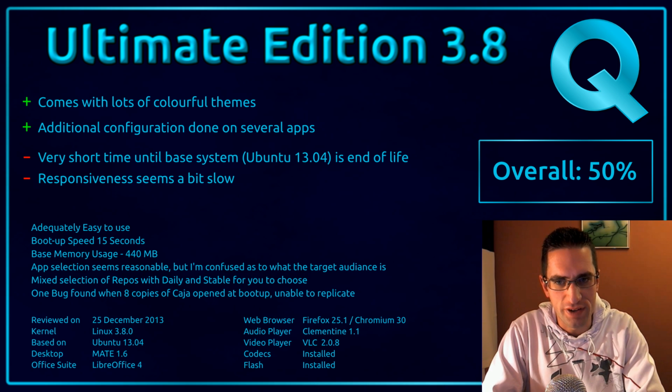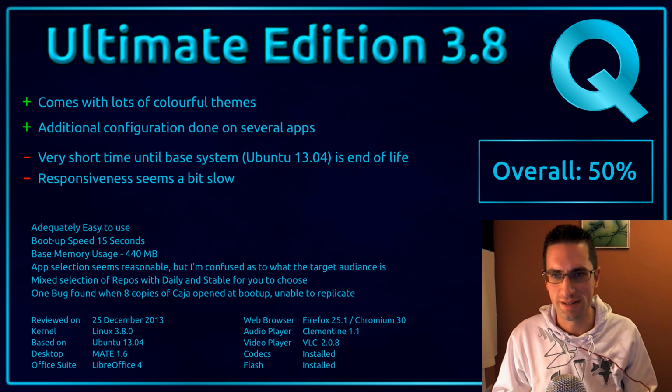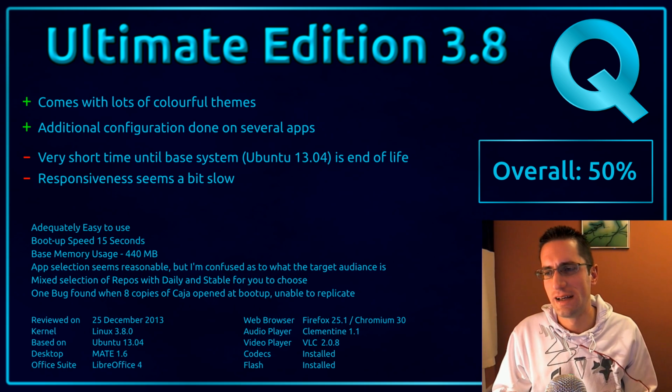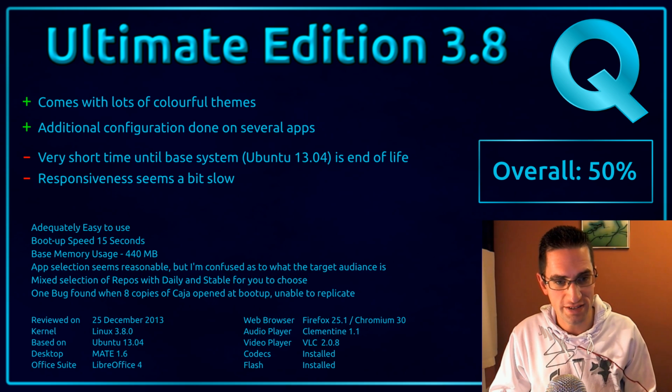So here's what I thought of Ultimate Edition version 3.8. It comes with lots of colourful themes, and they've done quite a lot of additional configuration on some of the applications. So it's one of these distros you could pick up and use straight out the box. You don't really need to do anything with it. But on the downside, there's that major issue there. A very short support time until the base operating system of Ubuntu 13.04 is end-of-lifed. From the time of this review, that's about 5 weeks away.